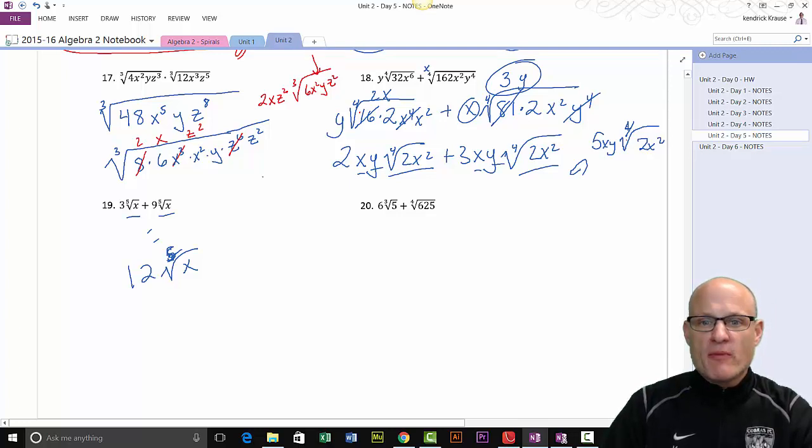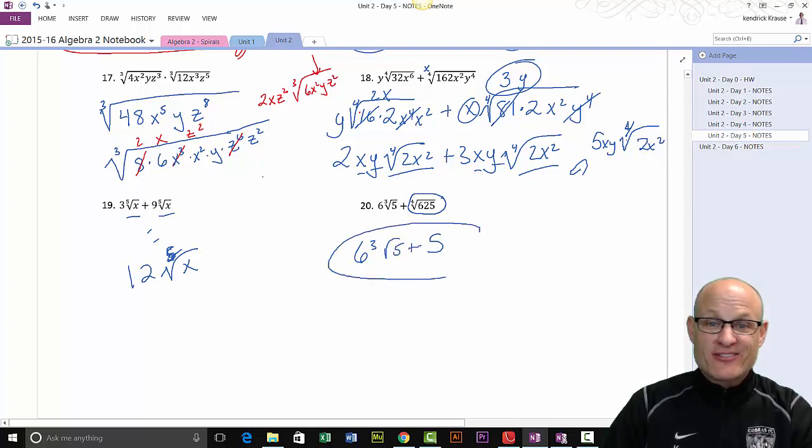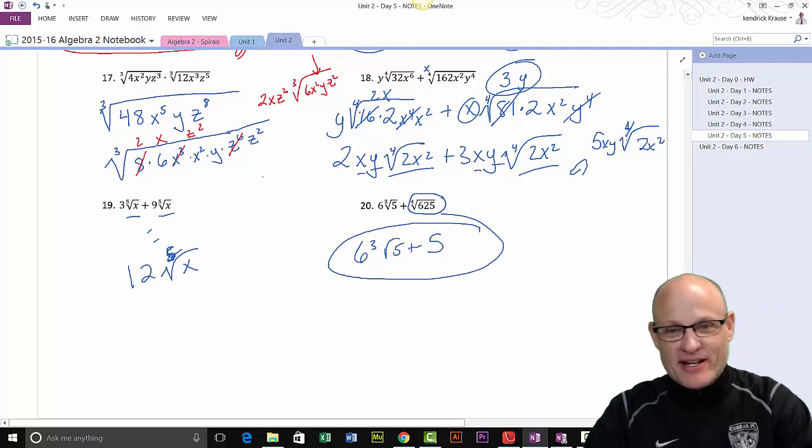And then these don't match, but if you remember correctly, 625 is a perfect fourth. That's really just 5. So this is 6 cube roots of 5. Plus 5. And actually, that's it. I love those last two problems. We ended on easy ones.